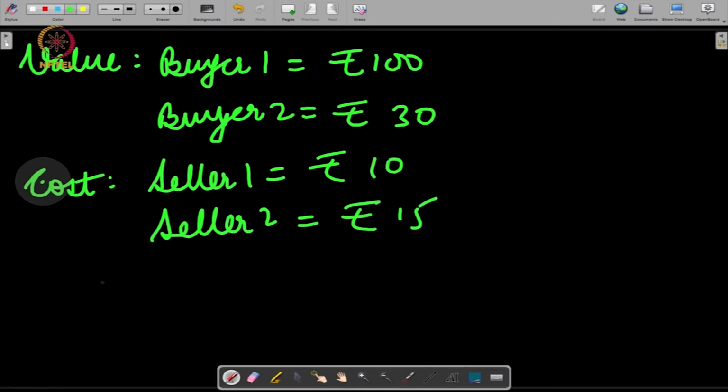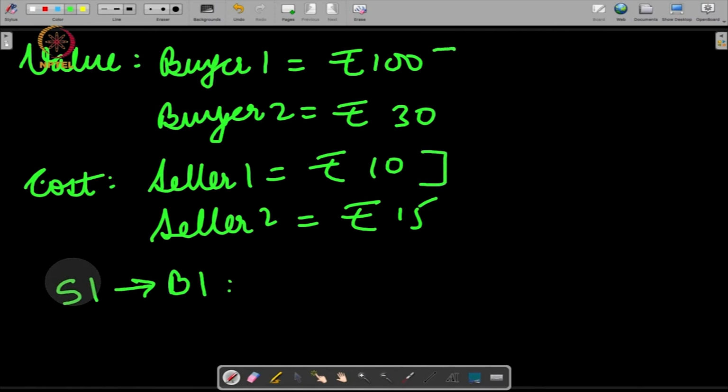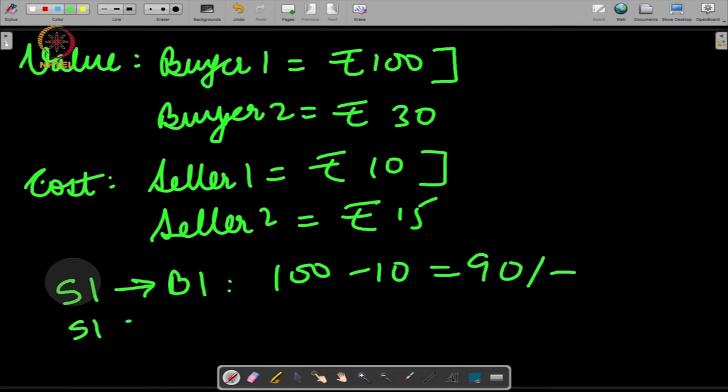Now in this case, if the good goes to buyer 1 and comes from seller 1, what we are saying is the good is going from seller 1 to buyer 1. So in that case, because the seller 1 has the minimum cost and the buyer 1 has the maximum value, then the total surplus is 100 minus 10 is 90 rupees. But in other cases, if it goes from seller 1 to buyer 2, in that case, the surplus becomes 30 minus 10 is 20 rupees.